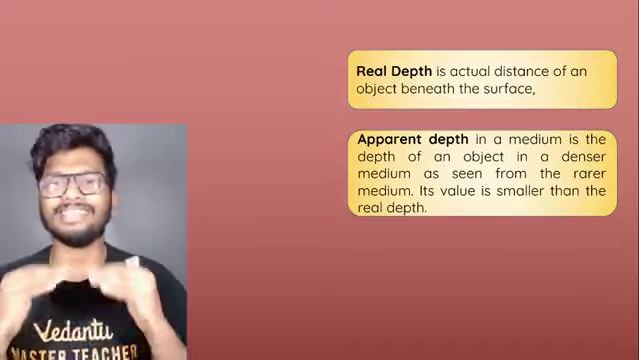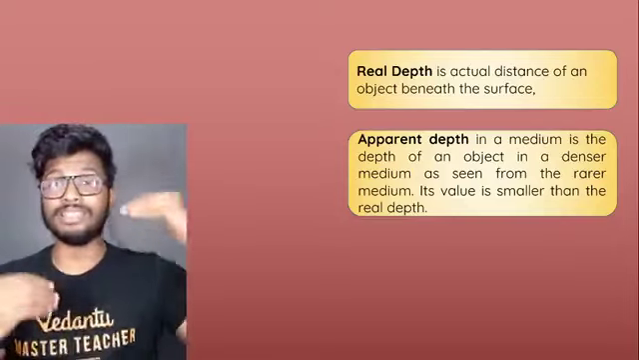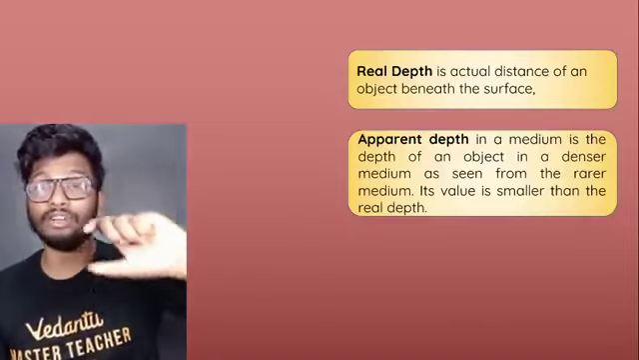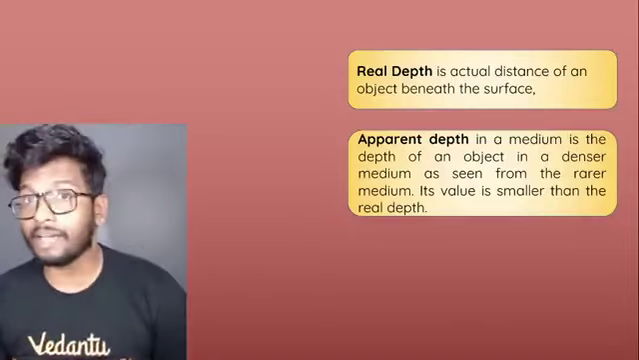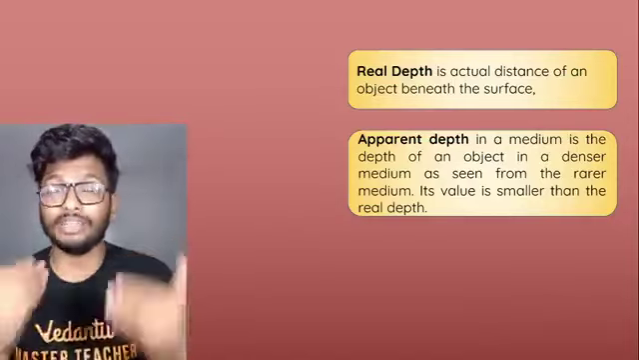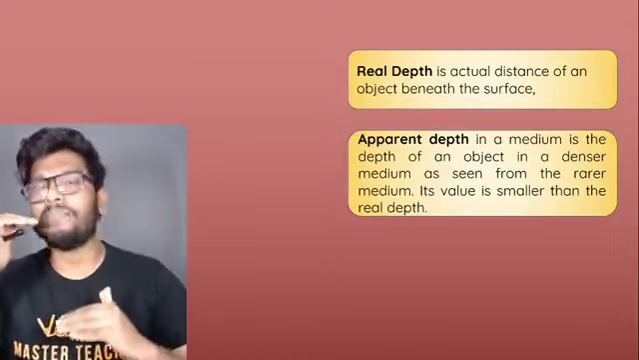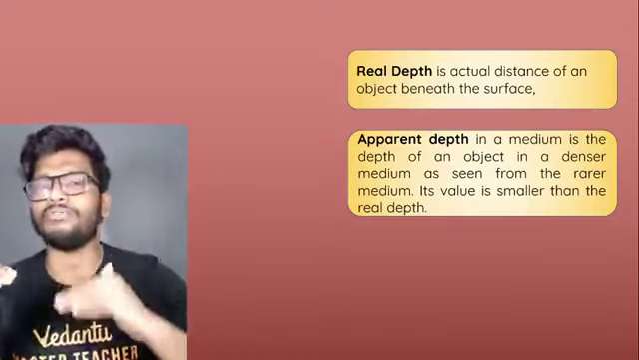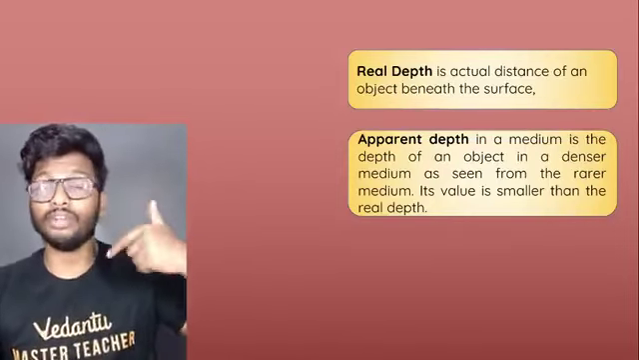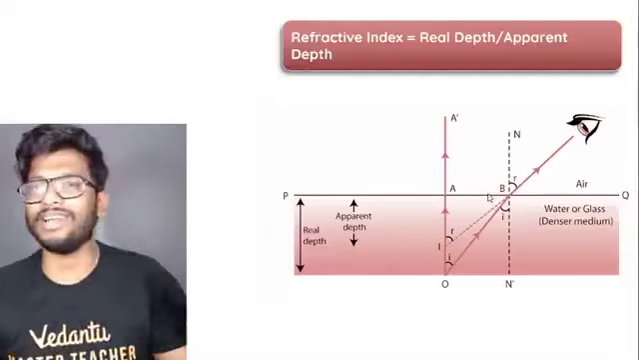What is the apparent depth? It is nothing but where the image appears to be. So when you're seeing an object from the rarer medium to the denser medium, the height at which the image appears to be is called the apparent depth. And generally, when you're looking at the object from rarer to denser medium, the image appears a little raised up, which means the apparent depth is going to be less than the real depth. So the value of apparent depth is less than that of real depth when you're looking at the object from rarer to the denser medium.